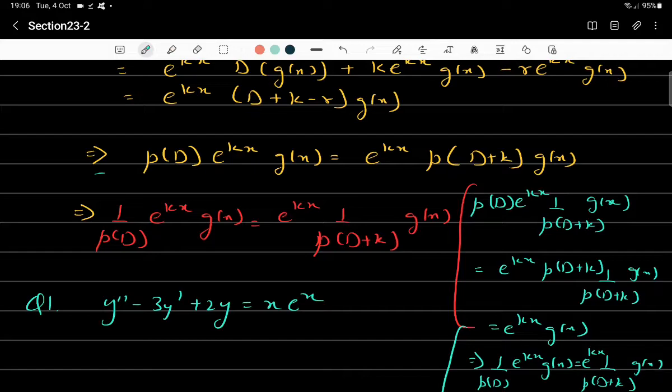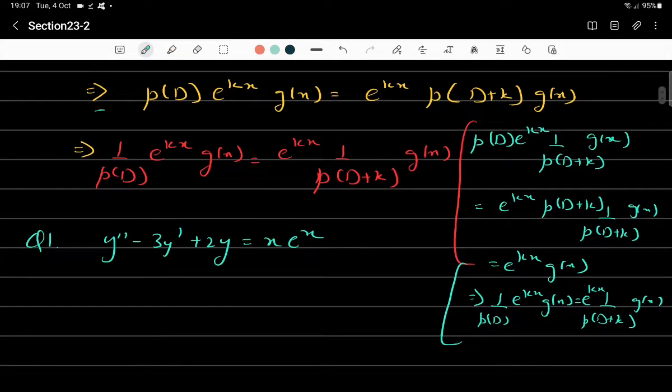But the important point is the exponential shift rule, and it says that the left hand side should be a function with constant coefficients, but the right hand side is an exponential function multiplied by any function of x, and you can solve it. But of course, when you say any function of x, we should know a technique to solve it or to find the particular solution using the operator method.